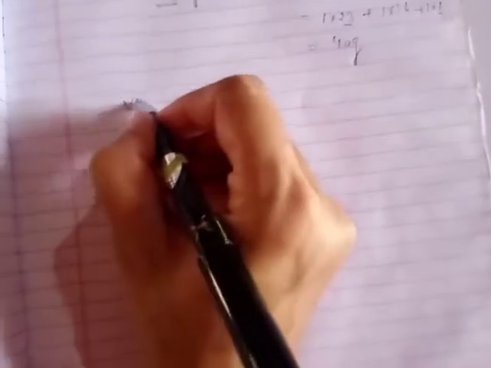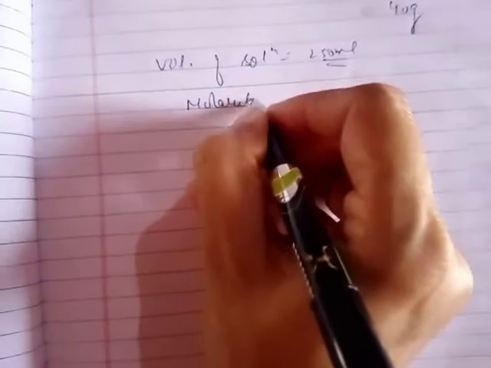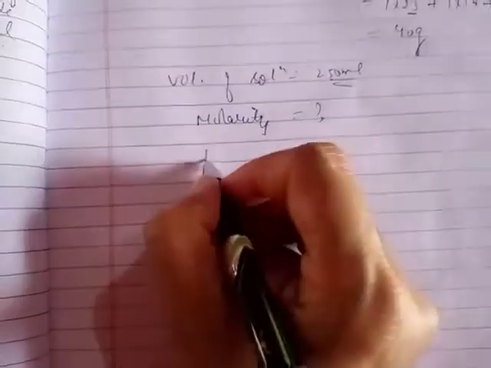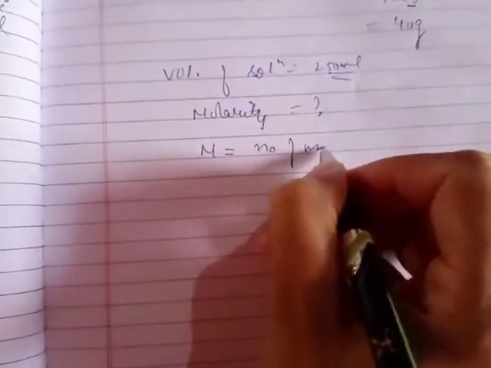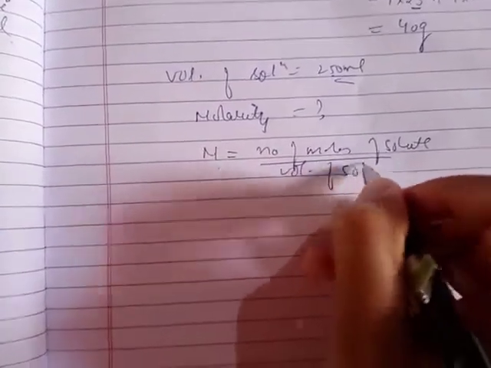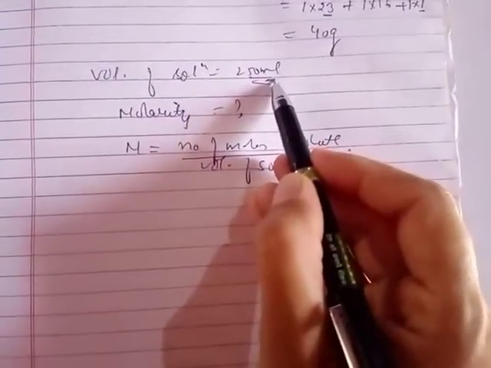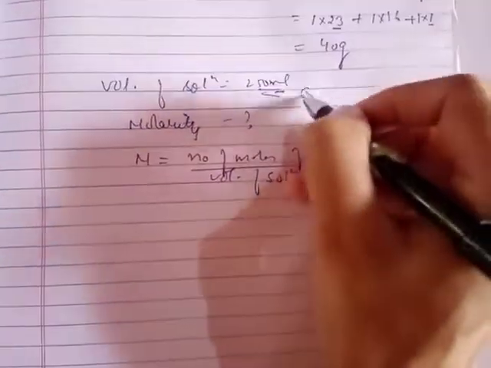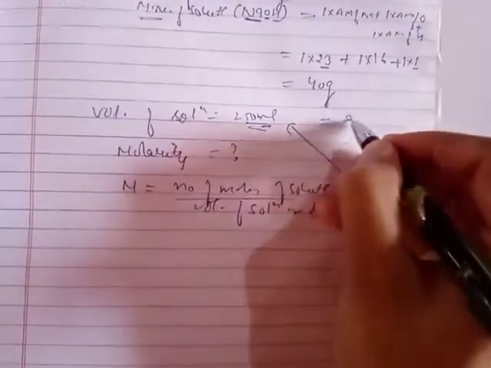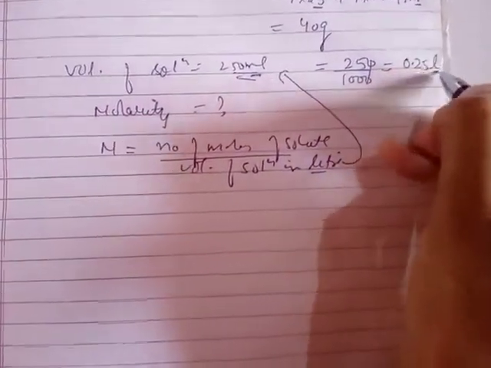Clear? Now volume of solution given to us is 250 ml, and we have to calculate the molarity of the solution. We know that molarity is equal to number of moles of solute divided by volume of solution in liter, and here the volume is given in milliliter. So first of all, what do we have to do? We convert this ml into liter by dividing it by 1000, so it becomes equal to 0.25 liter.